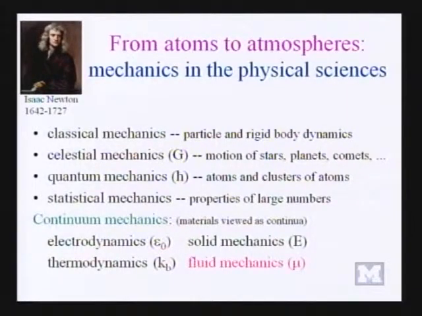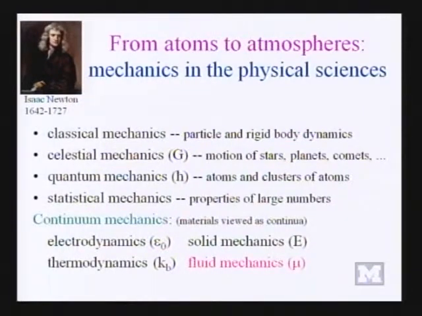Quantum mechanics, which deals with the motions of atoms, clusters of atoms, and subatomic particles. And here there's a constant that's a little h with a bar through it, which is Planck's constant, which governs interactions between those particles. Statistical mechanics governs properties of large numbers of particles interacting, such as in a gas or in a fluid. And then continuum mechanics, that's where we normally place fluid mechanics.